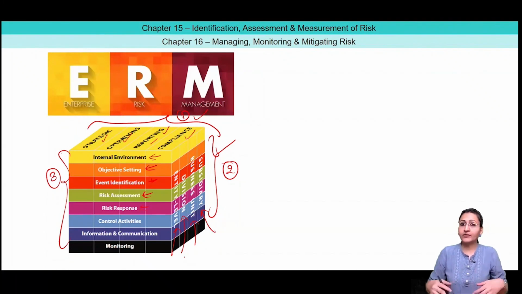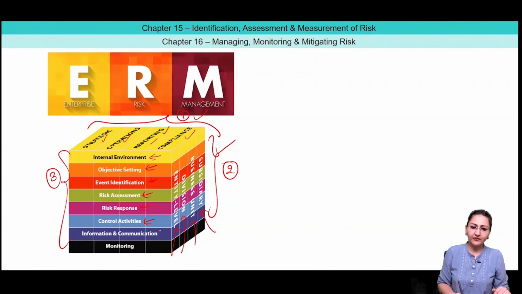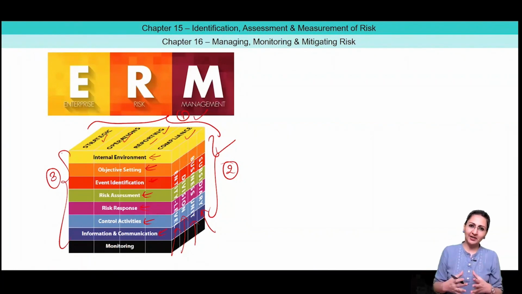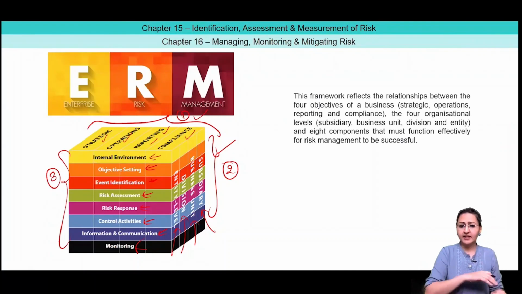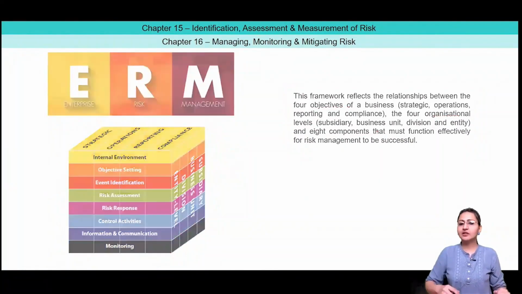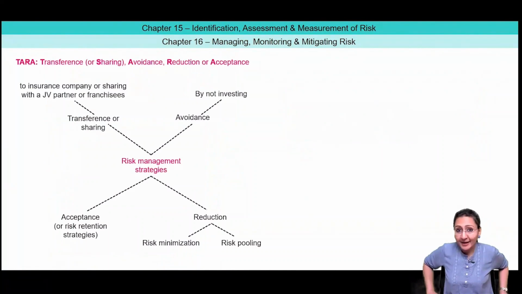Risk response, how we will respond to that risk. Control activities, activities put in place so that the risk can be mitigated. Information and communication, all the strategies, all the plans, all the risk management procedures must be communicated and informed across the organization. And then monitoring, to see if the ERM framework is working well. So you need to learn this framework: it will have 4 objectives, 4 organizational levels, and 8 components which work together for better risk management.